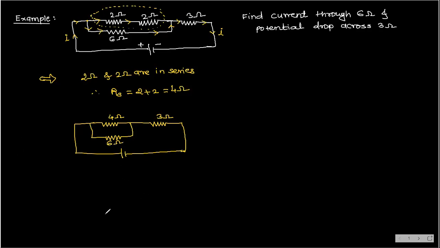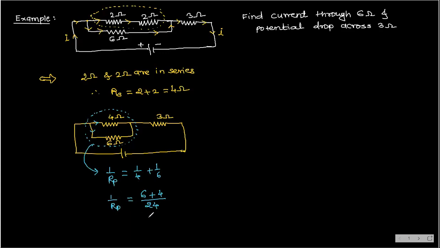Now again you see, this branch is in parallel combination, this 4 ohm and 6 ohm. So again I am replacing it by calculating the net resistance. Here I am using the 1 by Rp formula because these two are in parallel combination. So 1 by 4 plus 1 by 6. How much are you getting? 6 plus 4 divided by 24. Right? Yes or no?